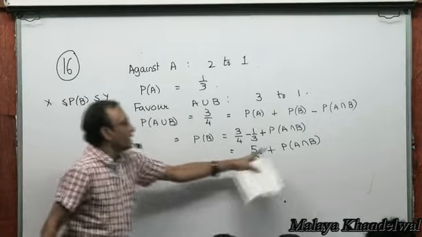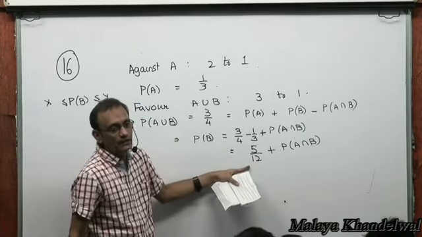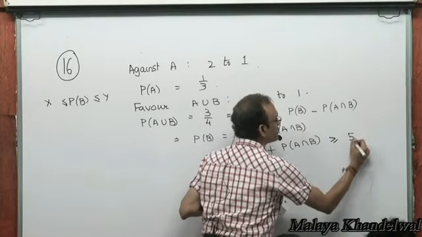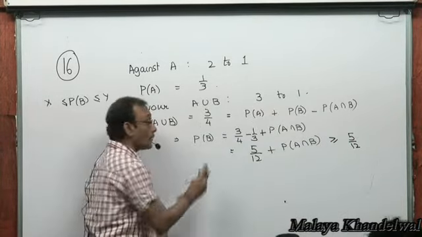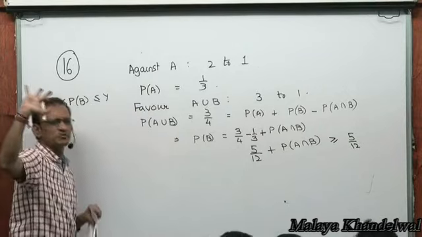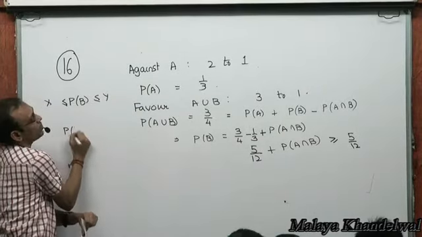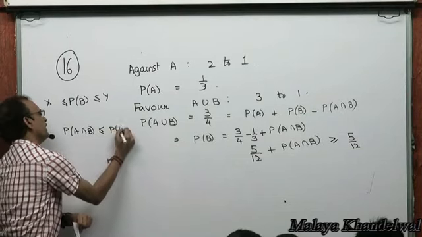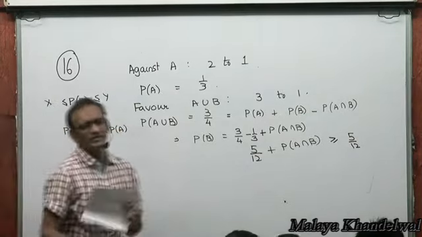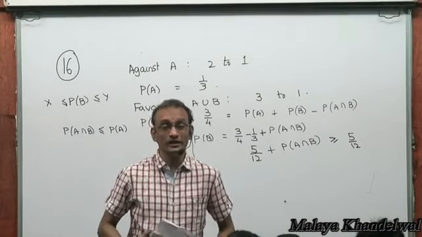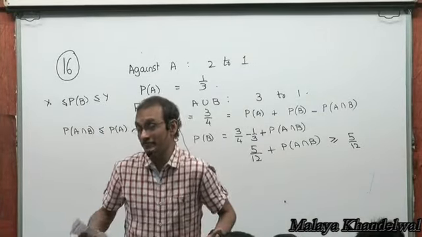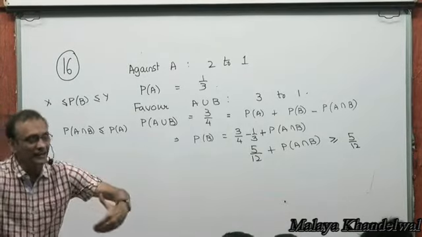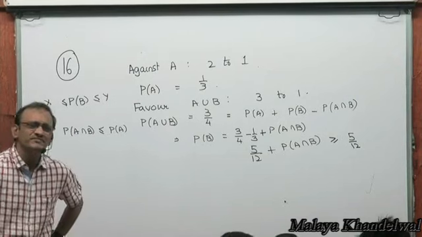So one thing, A intersection B is always greater than or equal to 0. So this is always greater than or equal to 5 by 12, yes or no? But can I say this just conceptually? The probability of A intersection B can never exceed the probability of A alone. Think of it: two events A and B occurring together versus A occurring all by itself. There will be a lesser probability of A and B occurring together than A occurring alone. Yes or no?